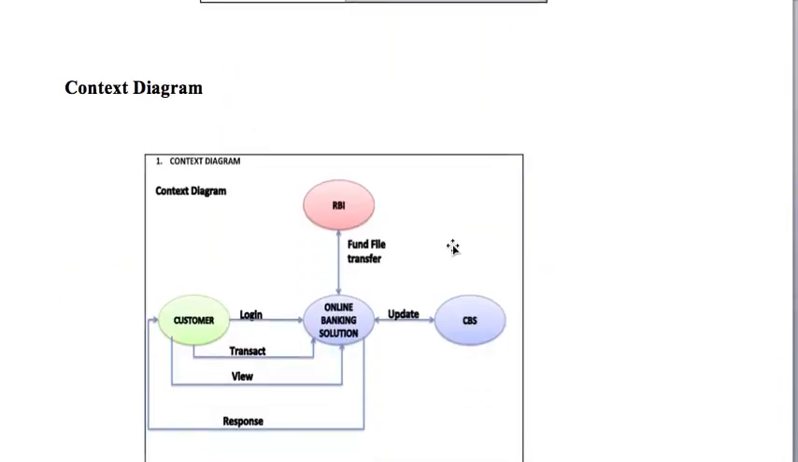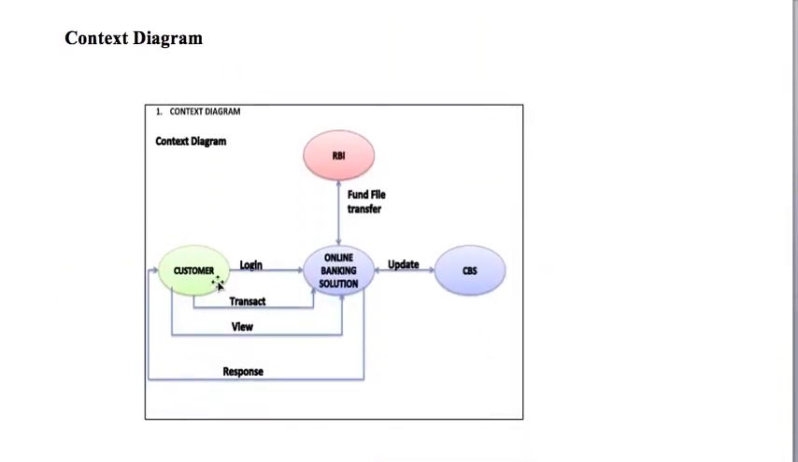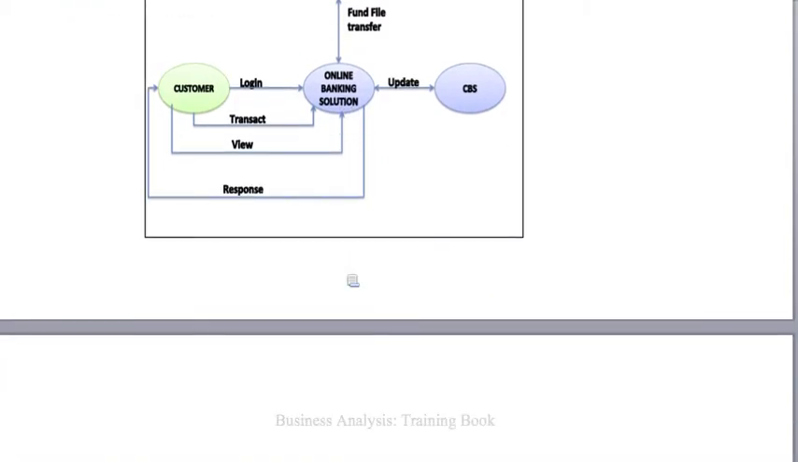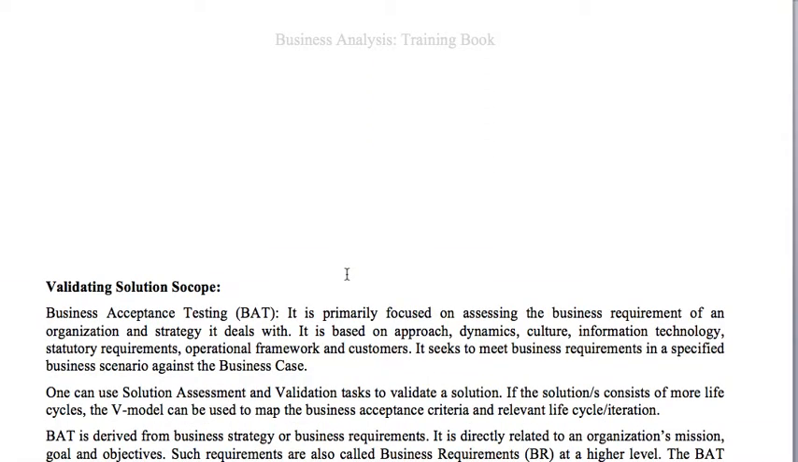You can also create a context diagram like this: customers interacting with the online banking solution for what? One is login, transact, view, three different ways they are connecting, and it is sending the response. The online banking solution is also sending and receiving requests and updating the core banking solution. The online banking solution here is also connecting with the federal bank for data transfers as and when required. Any questions?